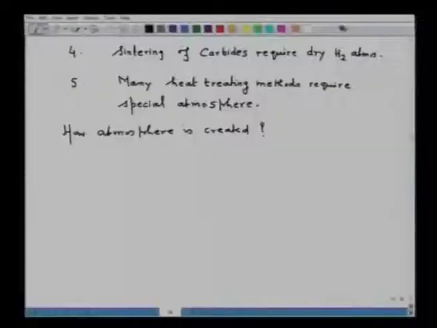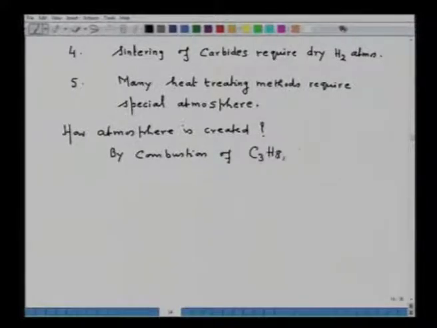So, when we say atmosphere, that means you are providing a mixture of gases or a single gas. For example, if you want to create an inert atmosphere, only nitrogen over the piece of material which you are heating, that is what the atmosphere means. It is created, say, by combustion of propane, C3H8, or CH4, or by cracking ammonia.